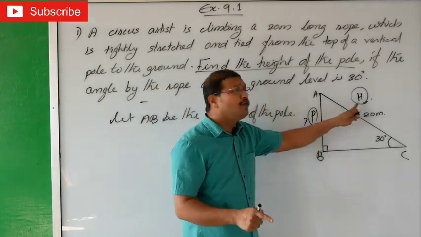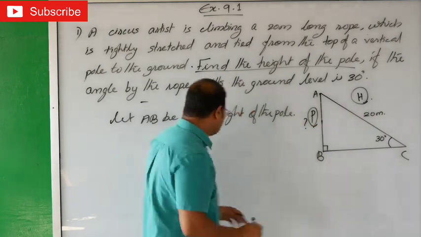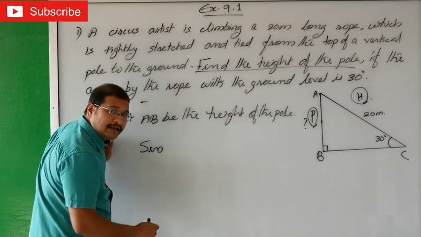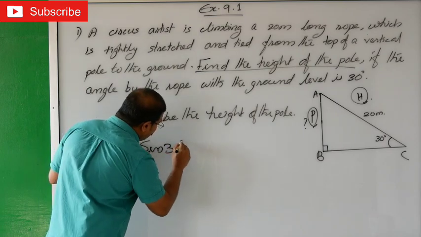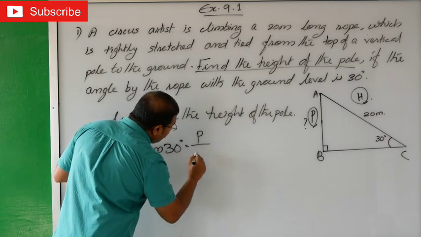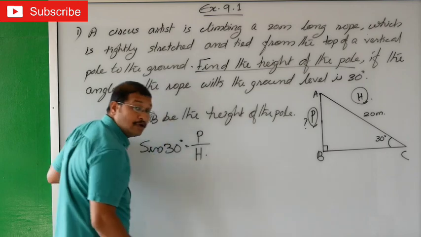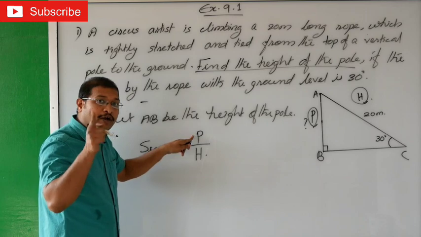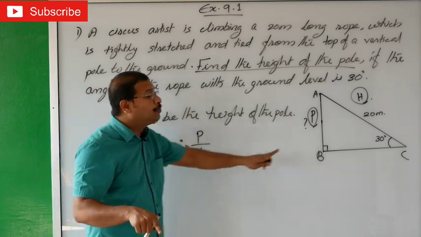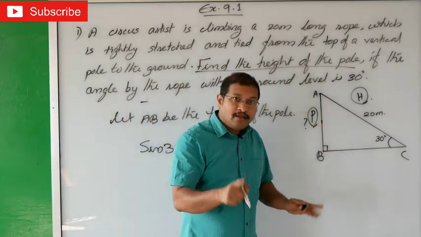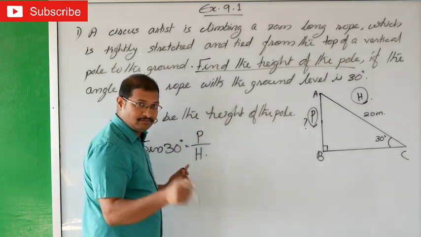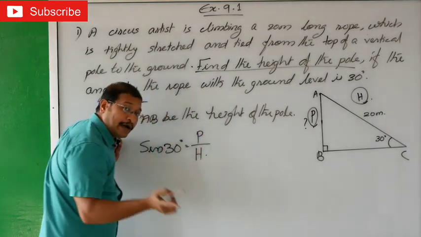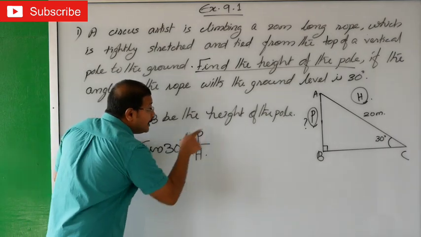So perpendicular by hypotenuse, sine. That means we will write sine theta. What is the angle here? Sine 30 degree equals perpendicular by hypotenuse. Why we took sine? Because perpendicular you want to find out, hypotenuse is given. Ready? Because of that we are taking sine.